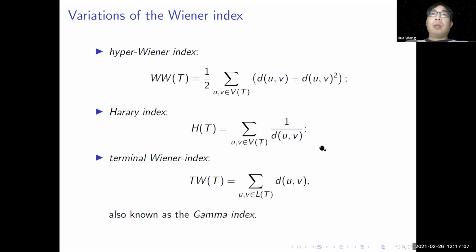And then there's this other concept called the terminal Wiener index, where you take the sum of all distances, but not over all pairs of vertices anymore, but over all pairs of leaves. So this was named the terminal Wiener index for its application in chemical graph theory, but at the same time it was also proposed as the gamma index in the study of phylogeny, in a collaborator of mine's PhD thesis, actually.